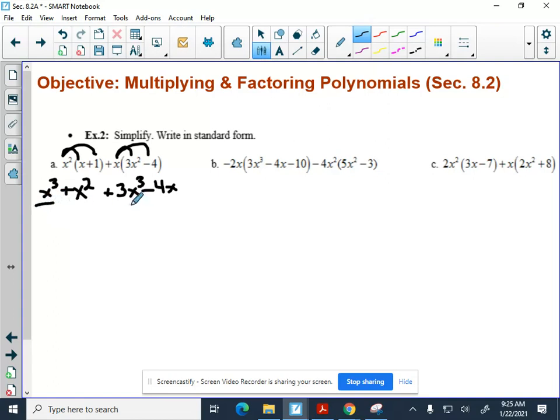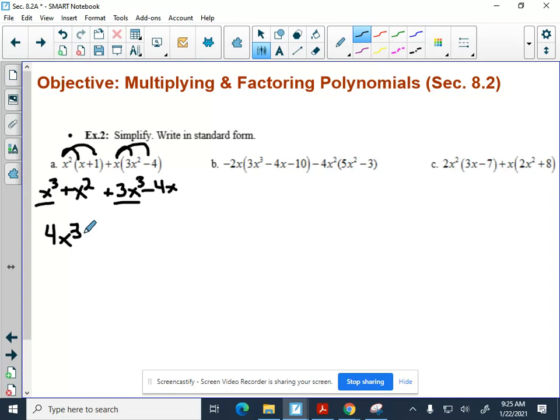Now, x to the third plus 3x to the third is 4x to the third. Those are like terms because they're both x to the third. We talked about it yesterday. If we had 2 dogs and 3 dogs and a cat, 2 dogs and 3 dogs make 5 dogs and a cat. But what it doesn't make is 6 cat dogs. Okay? Can't put them together.